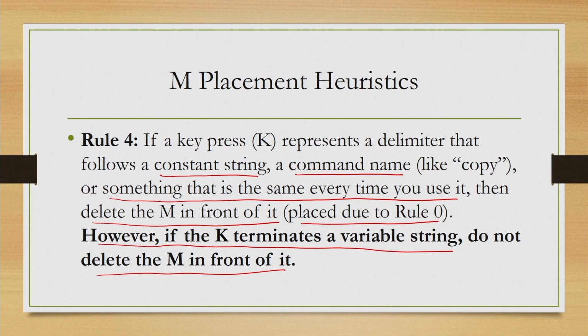So, if you are typing the same command every time and ending it with a delimiter key, then as per rule 0, before that delimiter key also you need to place an M. However, that is not required as per rule 4, if the string that you are typing remains the same always. But if the string changes every time you type, then you need to place that M. That is what rule 4, or the fifth heuristic, tells us.